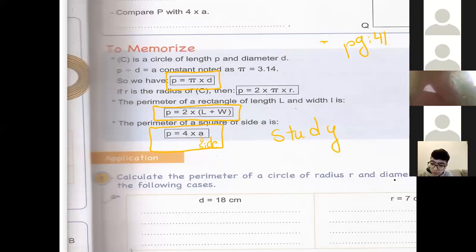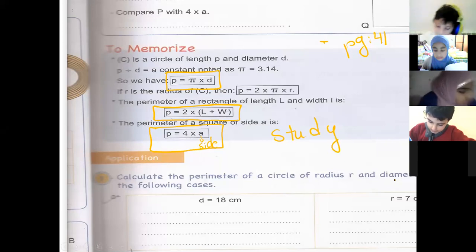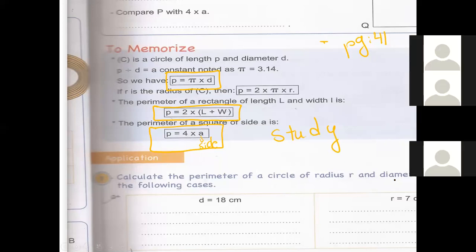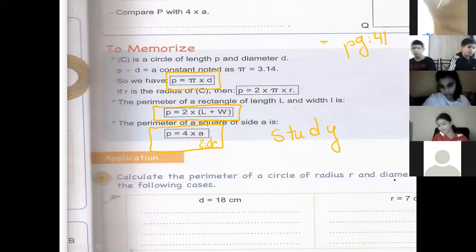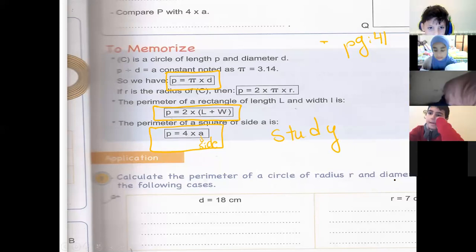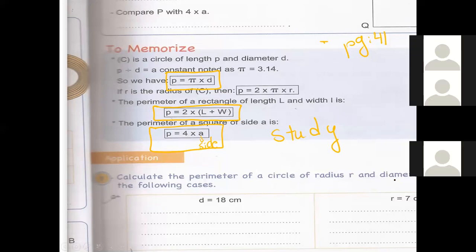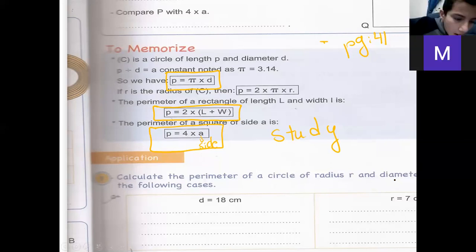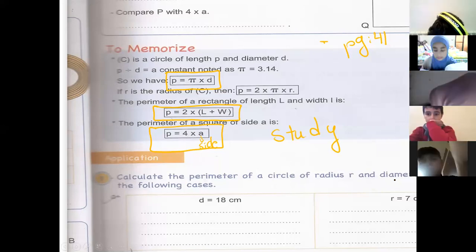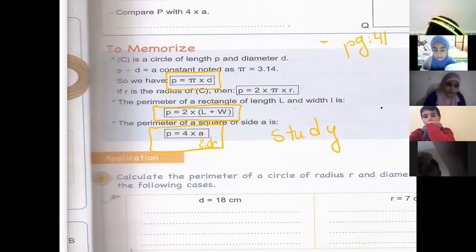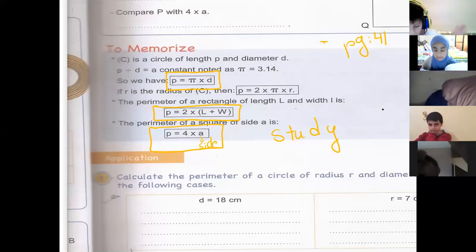Teacher, which page? 41. I wrote it. Miss, I already have it. Most of them already have it. I open it. Teacher, how do we find the perimeter of a circle, square, and rectangle? Very easy.